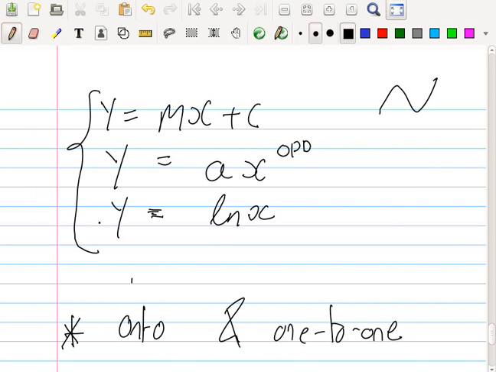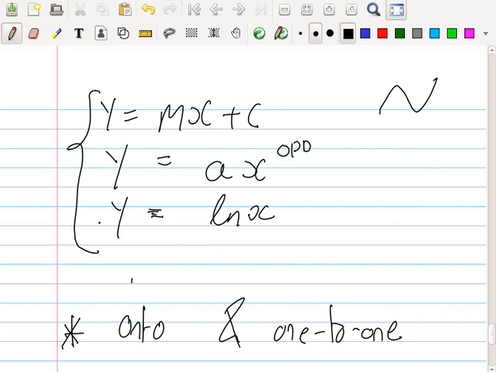You see, tan x is onto, but it's not one-to-one because sine, cos, and tan repeat. What else did I say? e^x doesn't make negative numbers. Square root x doesn't make negative numbers. 1 over x doesn't make 0. Yeah, it's not so many of them.